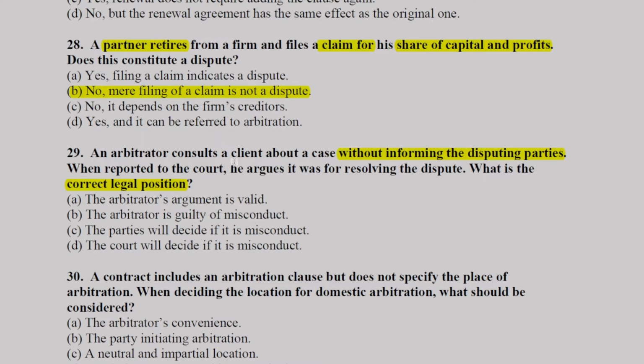An arbitrator consults a client about a case without informing the disputing parties. When reported to the court, he argues it was for resolving the dispute. What is the correct legal position? The arbitrator is guilty of misconduct. So the answer is B.